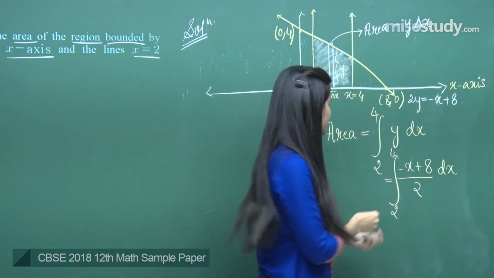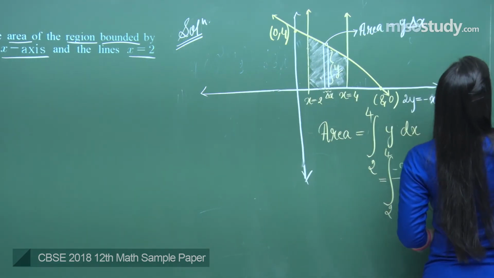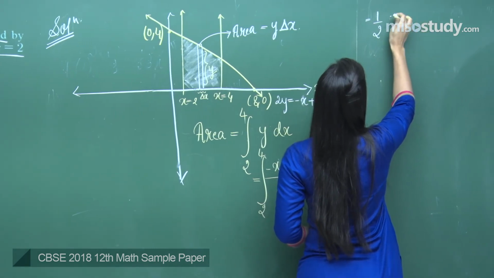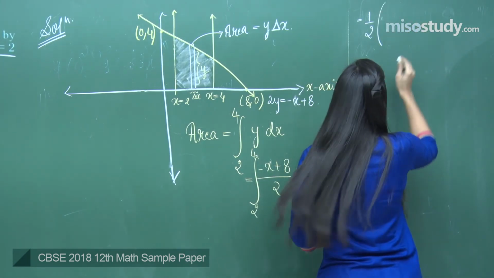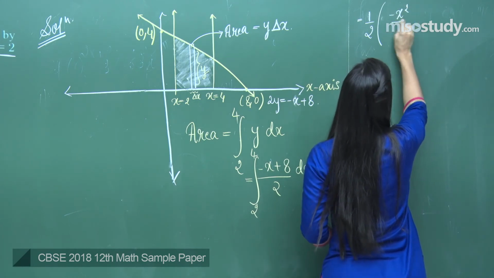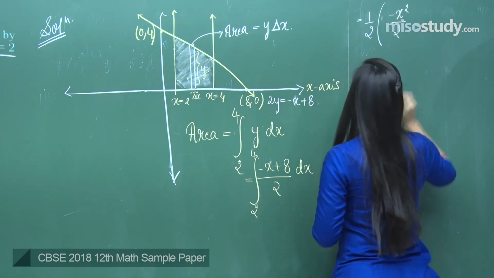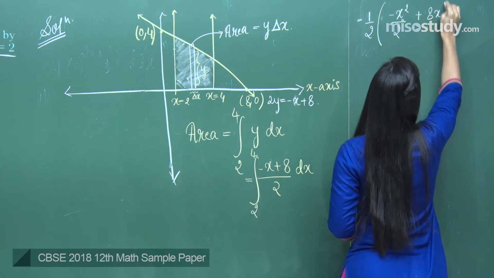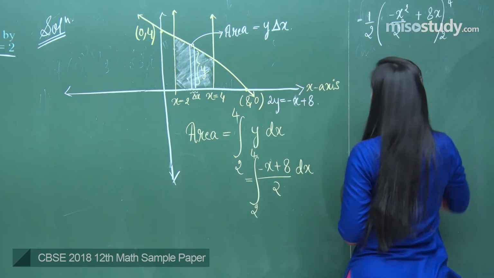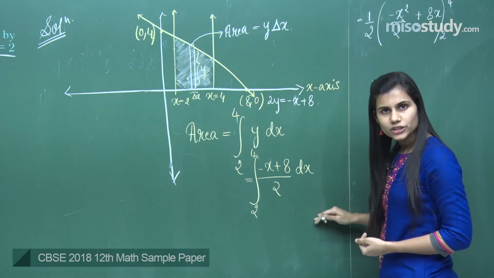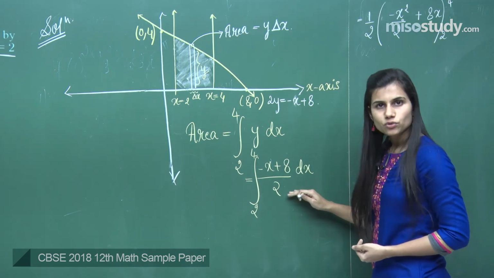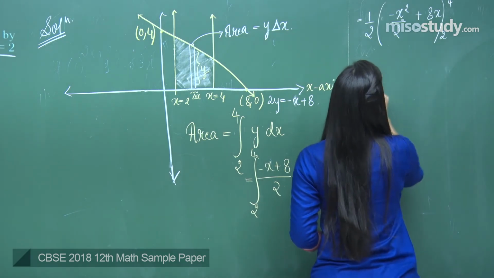Okay? Once you know this, you can take out 1 by 2 common. What are you left with? You have minus x plus 8. So this gives you minus x squared by 2 plus 8x from 2 to 4. Isn't it? This is minus x squared by 2 plus 8 into x. Just integrate it from 2 to 4.